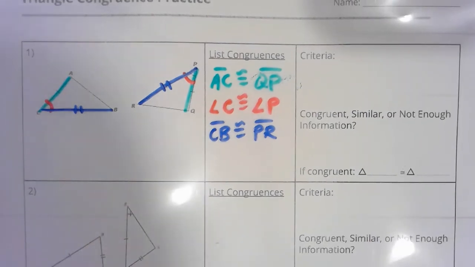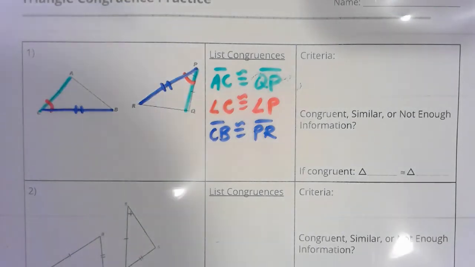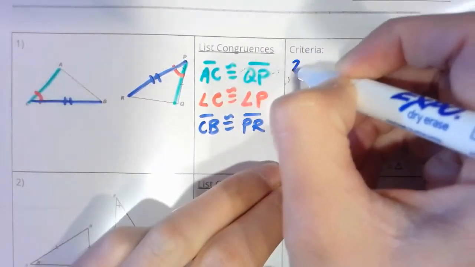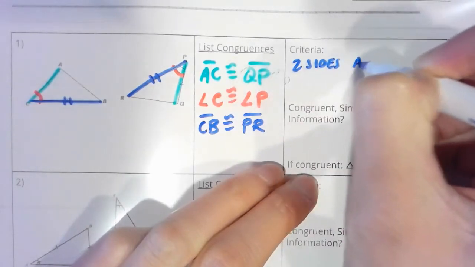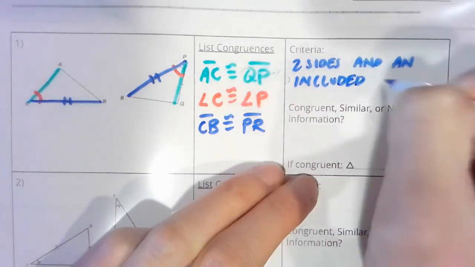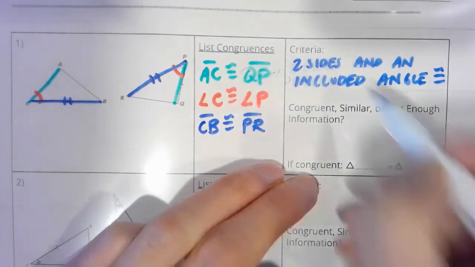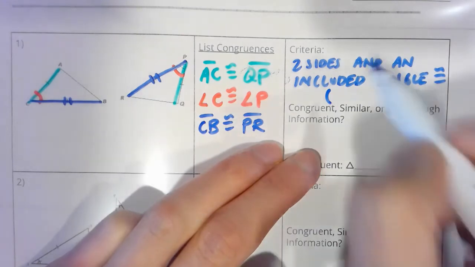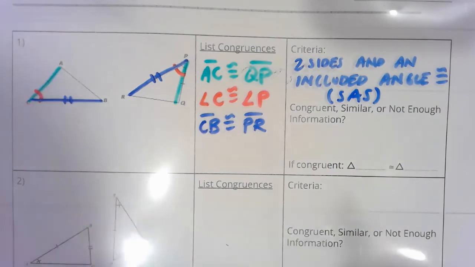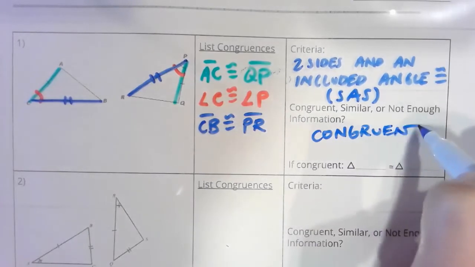Okay, so the criteria, we have two congruent sides, and then the angle in between the two sides is congruent. So I will say, and I want you to write out the full criteria here, not just the shorthand: two sides and an included angle are congruent. Then you can write the shorthand if you want. It's a side and then an angle and then a side that's congruent. If that's the case, we can conclude that these two triangles are congruent.